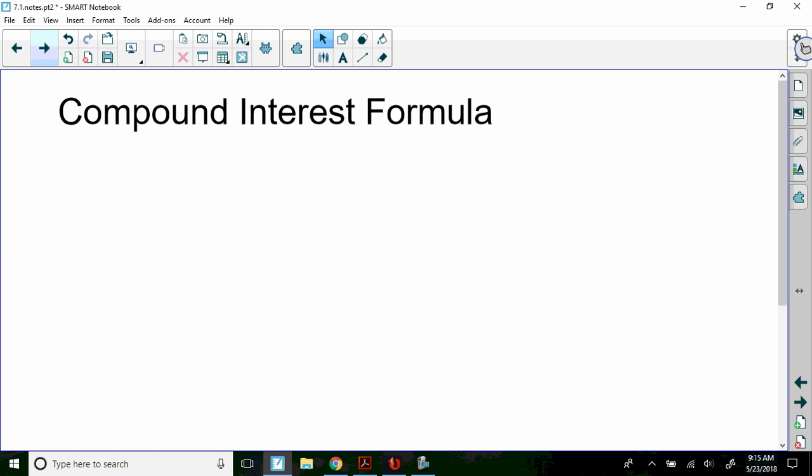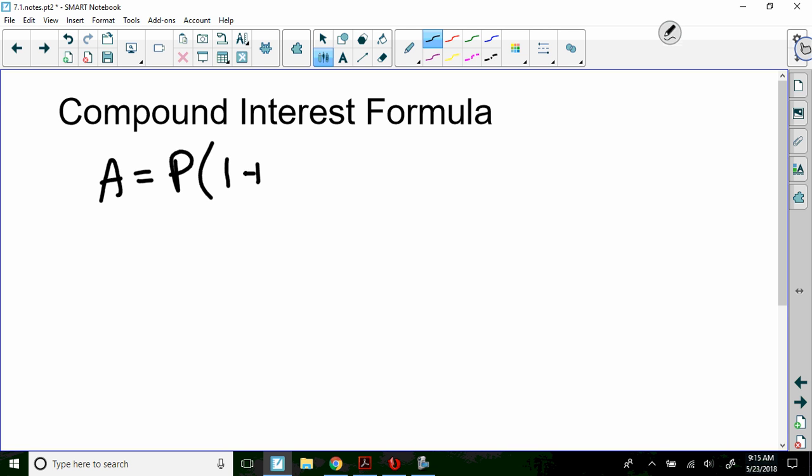Last thing we need to talk about today is the compound interest formula. It goes like this: A equals P times (1 plus R divided by N) to the N times T power. Probably the second scariest formula you'll ever see in a math class. Maybe the quadratic formula is first. I think it's not as bad. Well, I don't know. This is a pretty bad one though.